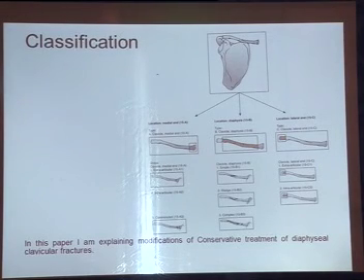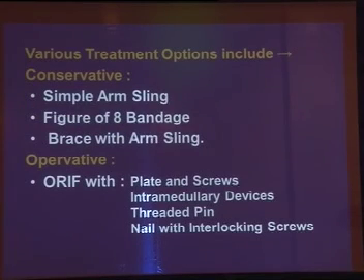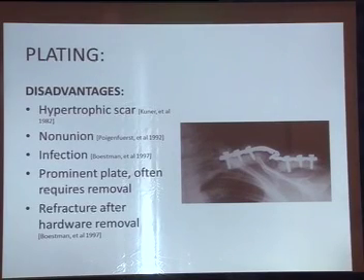This is the classification of fracture clavicle. There are various treatment options, out of which there is conservative management and operative management. In conservative, we usually use a simple arm sling, figure of 8 bandage, brace with arm sling, while in operative management we use plate with screws, intramedullary devices, threaded pins, or nail with interlocking screws. Plating has common disadvantages: hypertrophic scar formation, non-union, infection, prominent plate often requiring removal, and refracture after hardware removal.